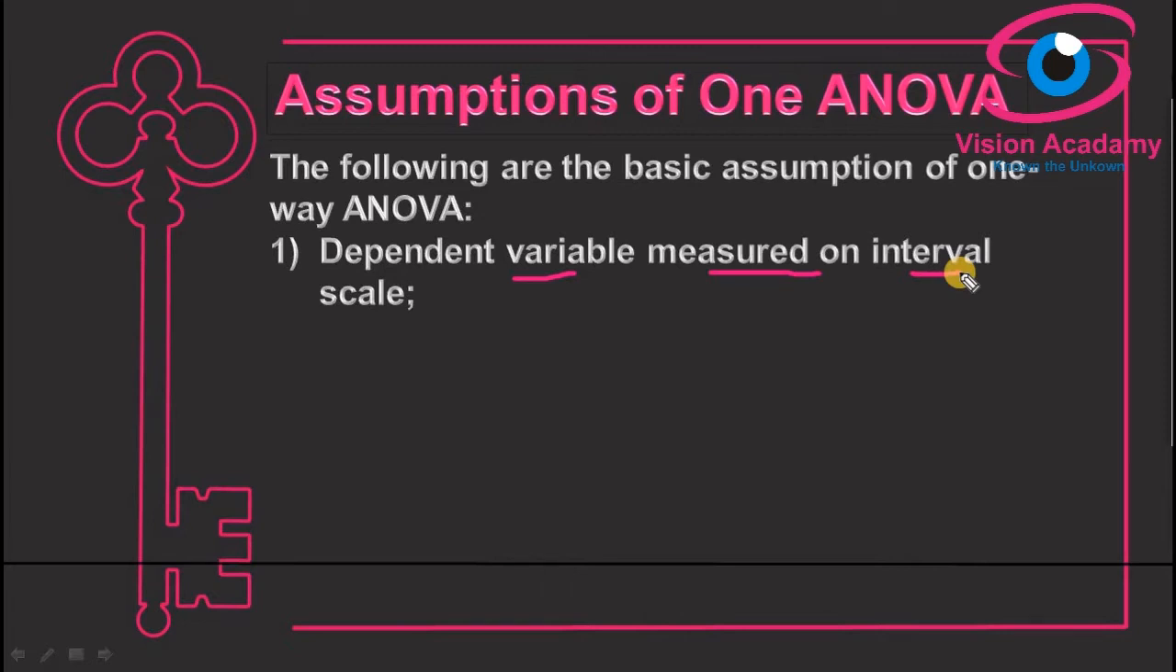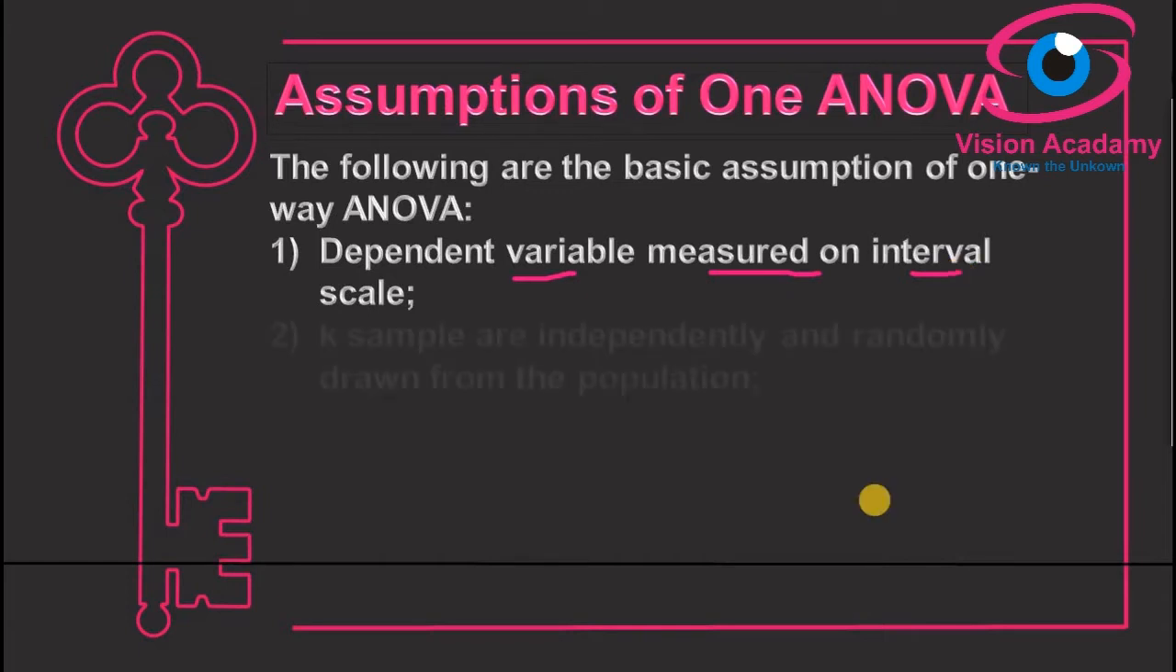So you need to comply with the assumptions of one way ANOVA. The independent variable, it does not matter. The dependent variable must be measured on an interval scale. So it must not be nominal scale or ordinal scale. At least it must be interval scale, and it could be ratio scale.